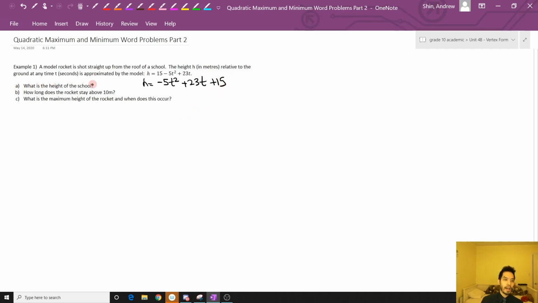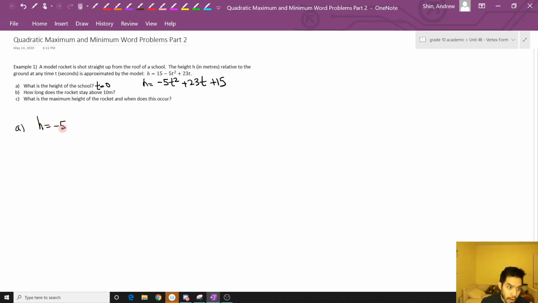So let's read part A. What is the height of the school? There's a situation here, and this relation represents the height of this rocket at any time. It's the height of the rocket, but they're asking us for the height of the school. So you have to make the realization that the rocket is at the height of the school at the beginning of time, when time was 0. That's very important. So this is when t equals 0. You have to be able to translate this from the context of the situation to a mathematical concept, time of 0.